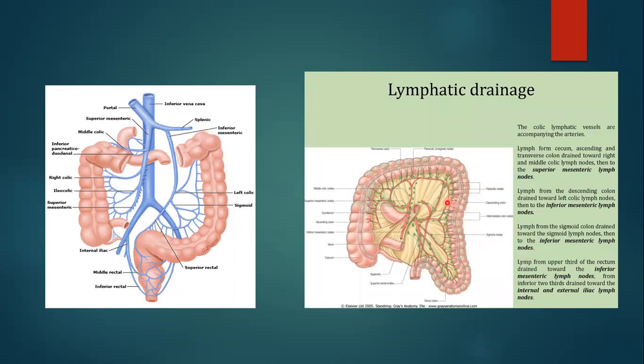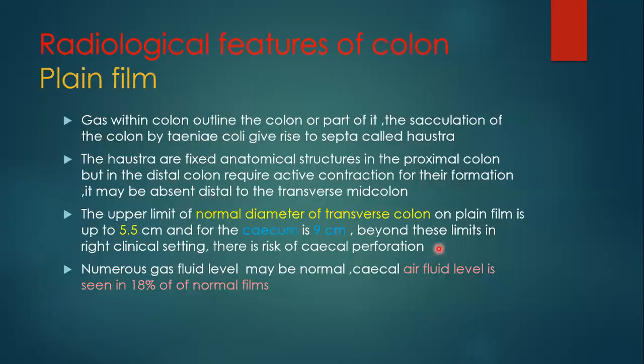And this shows the lymphatic drainage of the right-sided colon, cecum and appendix to the superior mesenteric lymph nodes, and the descending colon, sigmoid and upper rectum to the inferior mesenteric lymph node group.